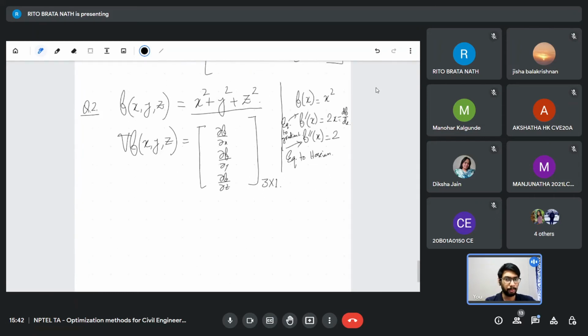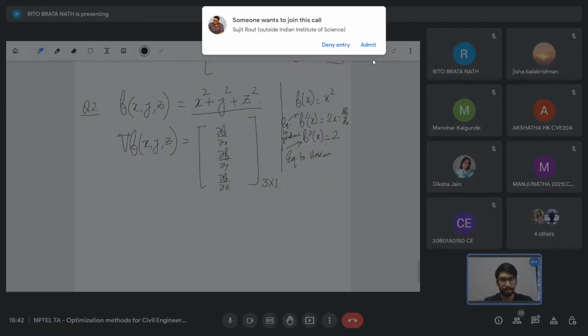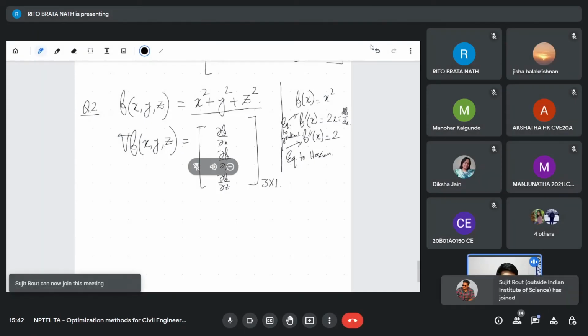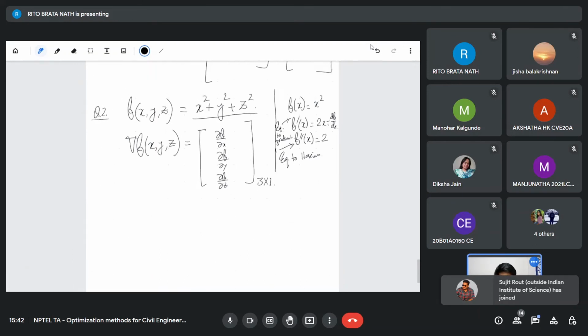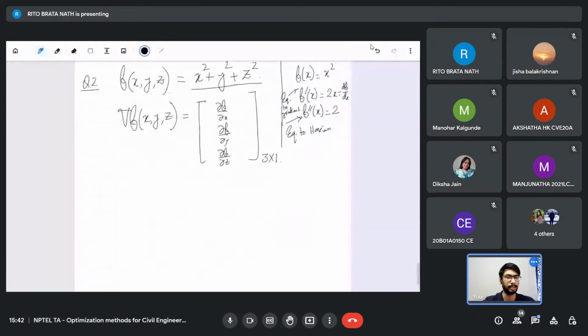You don't even bother about other elements like double derivatives. Since there are three variables here, you can take the first derivative with respect to these three variables only: x, y, and z. That's why there will be three elements only. It's not 3 by 3 or anything. That would be a completely different problem, like solving for the Hessian matrix. That's a different thing.